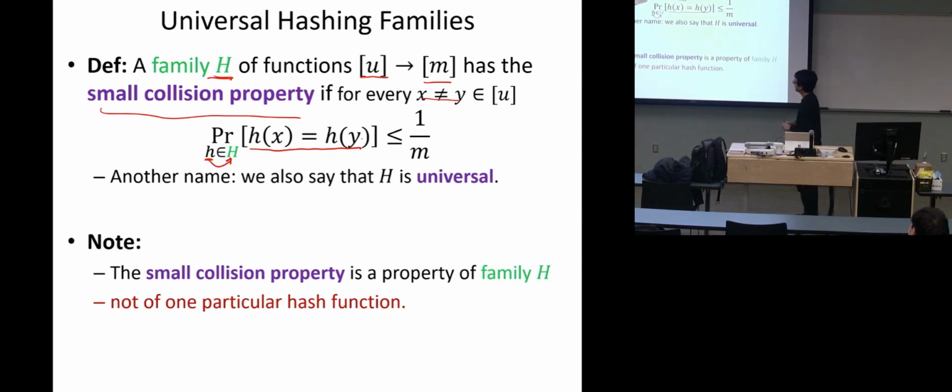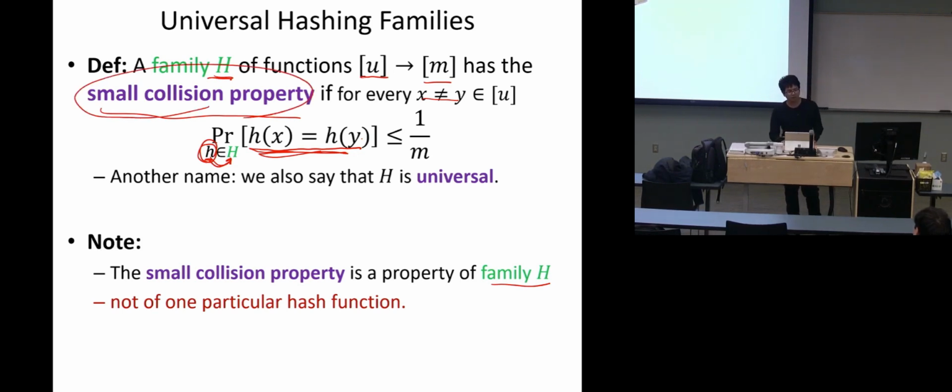And note again that when I say this property, it is a property of a family H. Okay, it's not of one particular function. I say that H has this property if whenever you sample a function from this family, the probability that the two keys collide is small. So I want to construct efficient families that have this property. So let's do that.